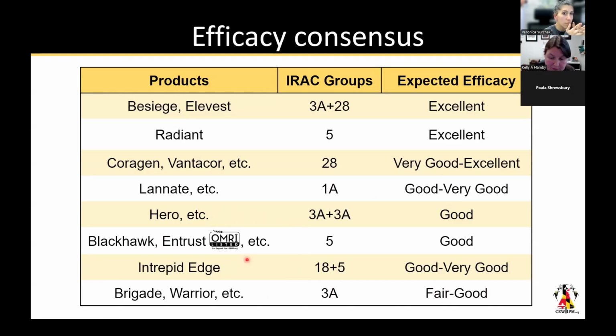And then Intrepid Edge, we do give it a good to very good because the group 5 in there is actually the same product as Radiant, the spinetoram, so it's a little bit better than the spinosyns that are in Black Hawk and Entrust. We don't think that the methoxyfenozide, or the group 18 piece of that, is providing much corn earworm control. And then the pyrethroids, the single active ingredient group 3s, are really only fair to good due to the resistance issues like we were showing with the vial bioassays.